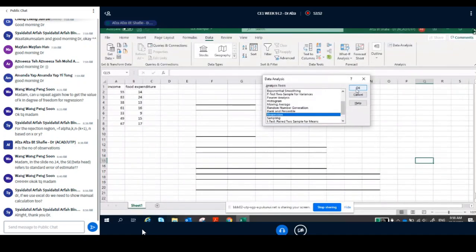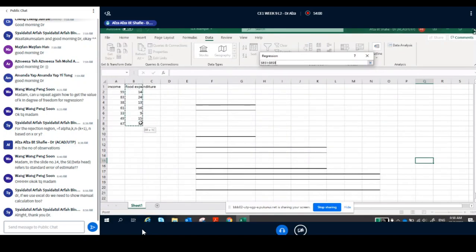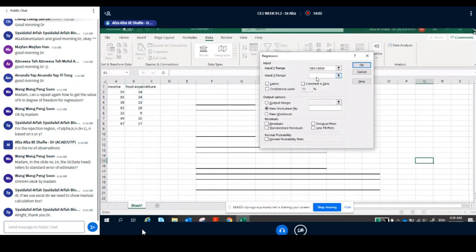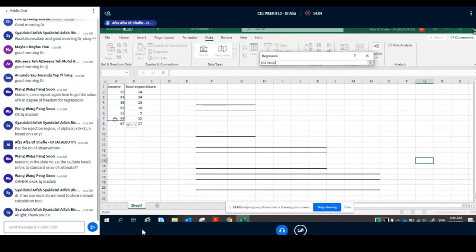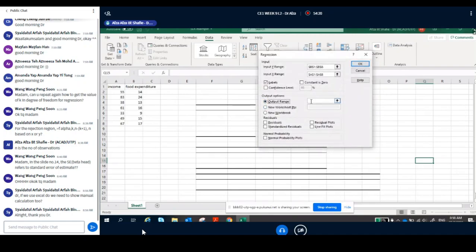Now, what is your Y range? Input your Y range, which is food expenditure. Your X range is your income. Put the labels. The confidence level is set automatically at 95%, or you can change it if you want. We just keep it at 95%, and then we choose the output range.